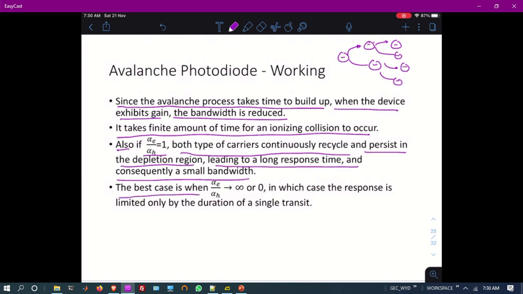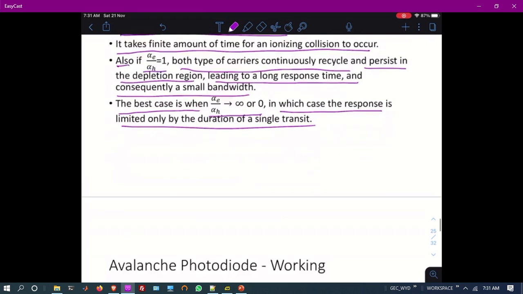The best case is when alpha e by alpha h tends to 0 or tends to infinity, in which case the response is limited only by the duration of a single transit. The response means how long it will take, after the photon is incident on the depletion region, to generate a corresponding current. So that is basically the response time, and it will depend on the transit, how long it will take for the electron to move from the depletion region to the external circuit. So usually if alpha e by alpha h tends to infinity or 0, transit time will be very less.